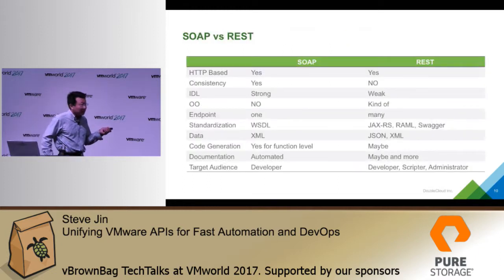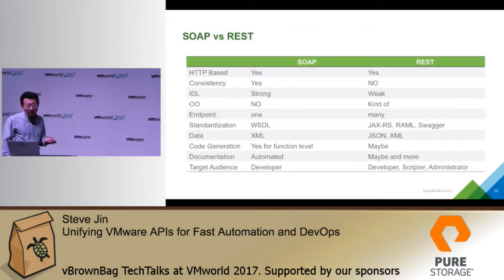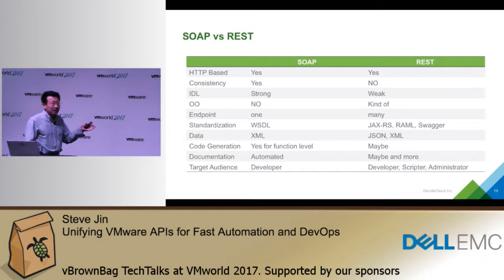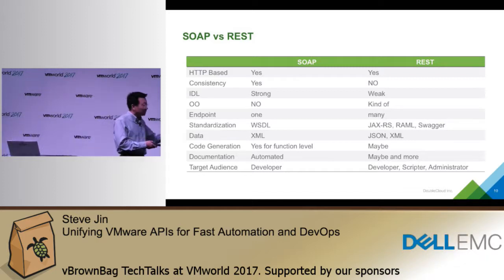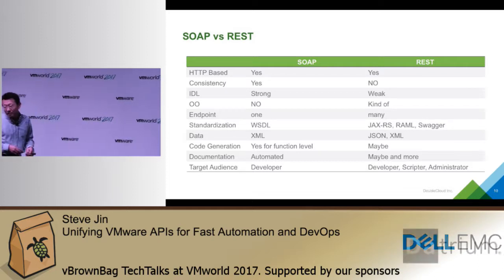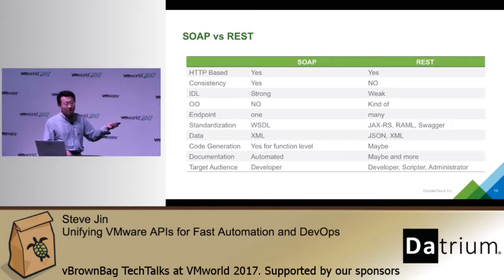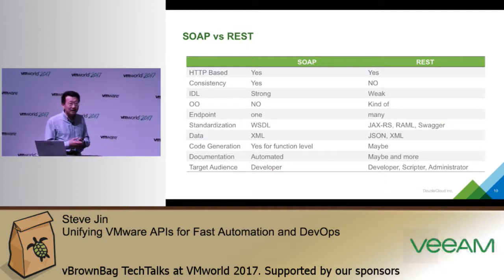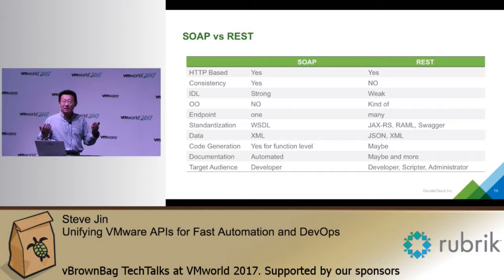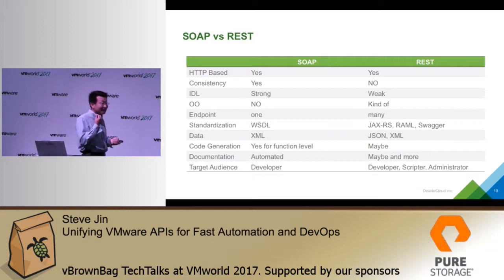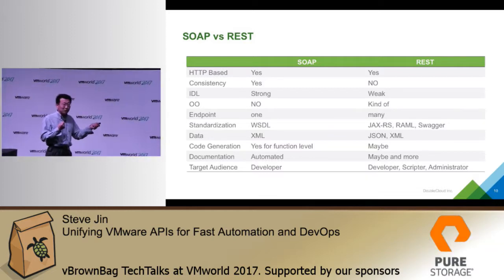So here is a little comparison of SOAP versus REST. SOAP and REST APIs have a lot in common. For example, they are based on HTTP. But they also present quite a lot of differences. SOAP is very consistent and standard-based. SOAP itself is sometimes hard to read, but there's a really strict IDL that defines it, so it's very easy to code-generate the language bindings.